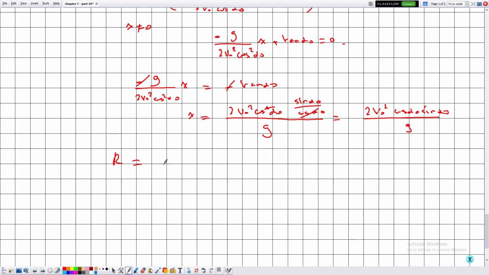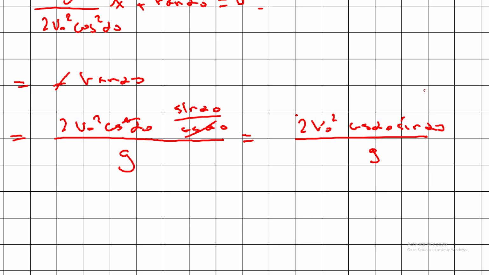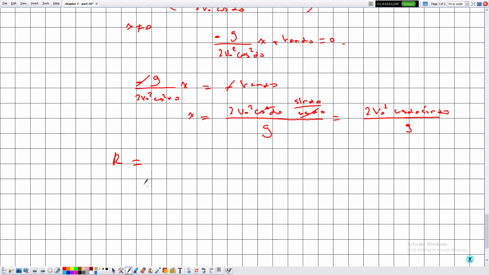So r is given by, now notice that here we have 2 cosine alpha 0 sine alpha 0, and we know that 2 cosine alpha 0 sine alpha 0 can be written as sine 2 alpha 0. So r is equal to v0 square sine 2 alpha 0 divided by g. So this is the range. Now how do we obtain the maximum range?